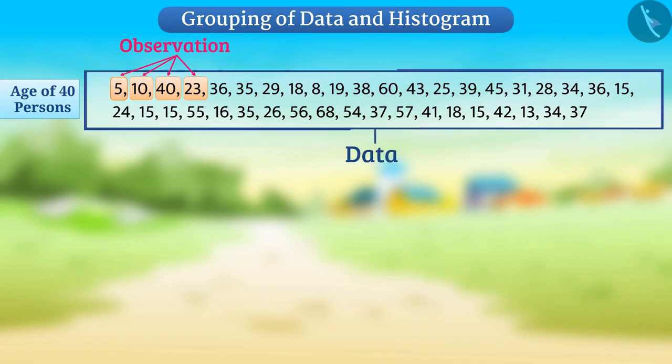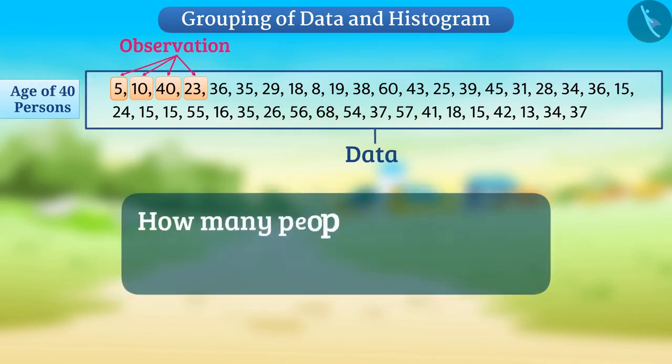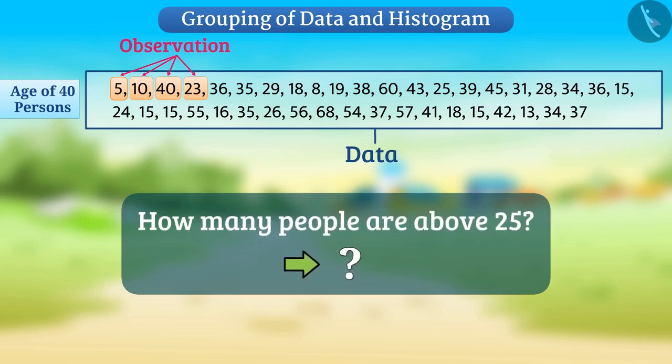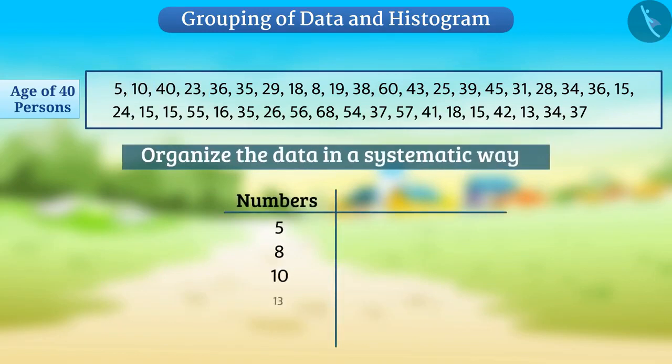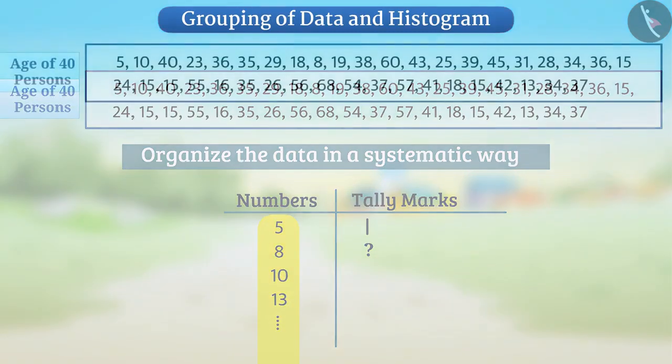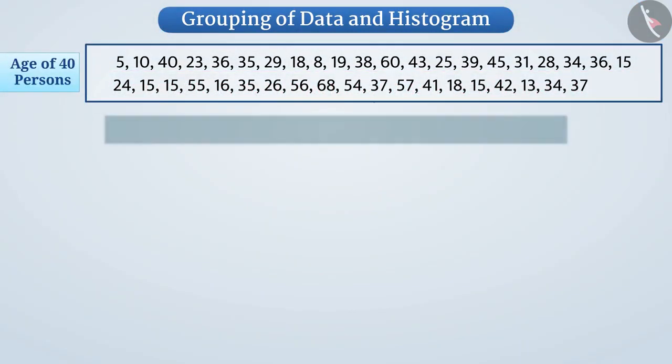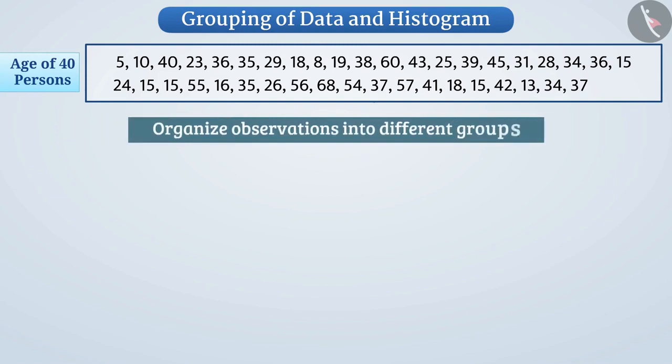Information from these figures, such as how many people are above 25, is not easy to find. Therefore, we organize the data in a systematic way, such as by making tables using tally marks. But it will not be easy to do this here because the number of observations here is very large. And if we show each observation in the table, then the table will be very long. In such a situation, we organize observations into different groups.